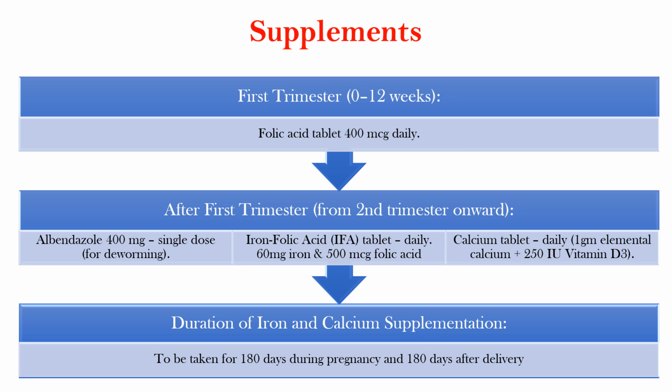1 gram elemental calcium should be taken. Okay. And calcium and iron should not be taken together, they should be taken separately. Okay. And then after that, the duration of iron and calcium supplements. See, one thing which is very important here is this iron and calcium tablet should be taken 180 days during pregnancy and 180 days after pregnancy, which means 6 months during pregnancy and 6 months after the delivery. Also, the mother should take iron and calcium supplement.